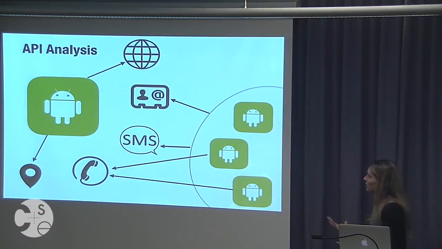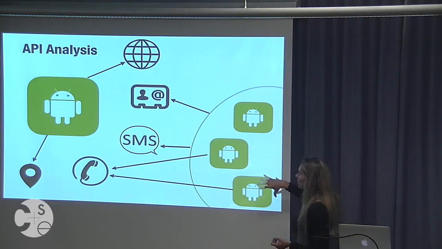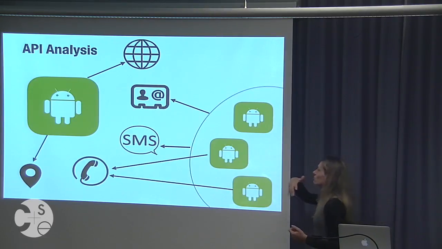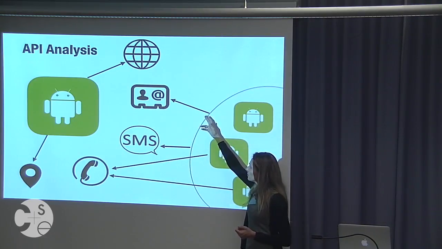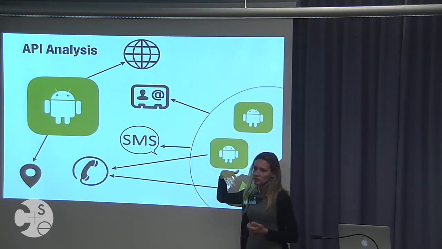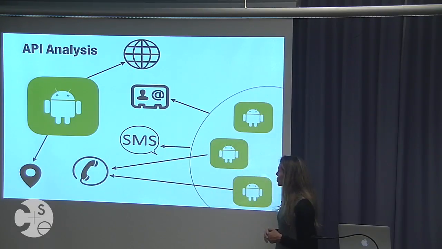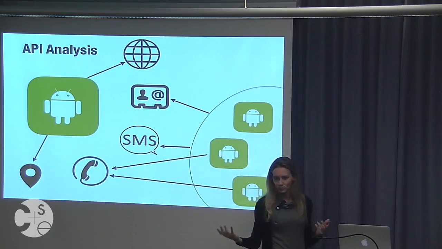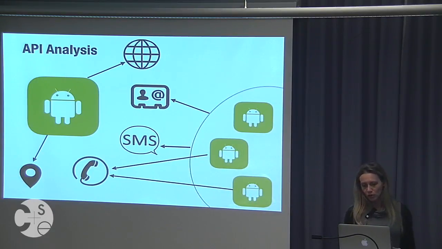Then what happens is, in the cluster, we somehow have an idea of what is the common behavior. So if we see that, for instance, in this cluster, all applications access the user information and send text messages, but only two of them can make phone calls. Okay, so somehow we have a notion of what is the typical behavior of this cluster of applications.